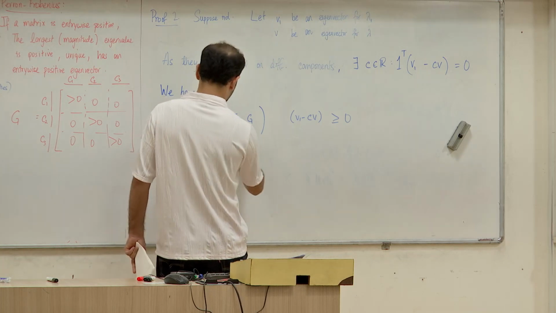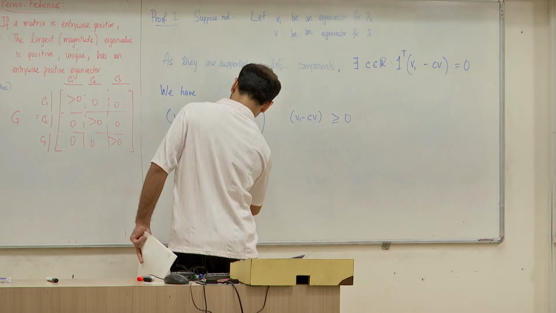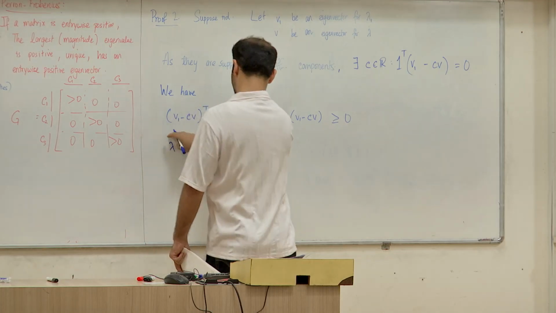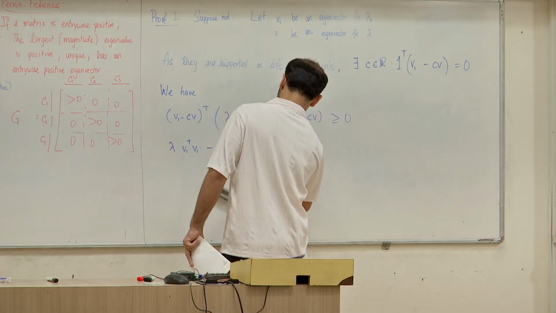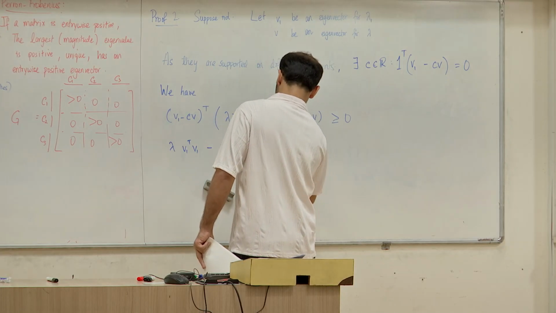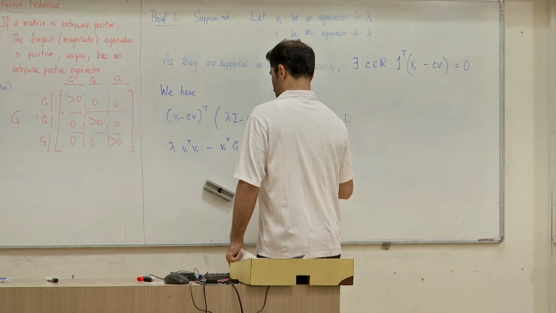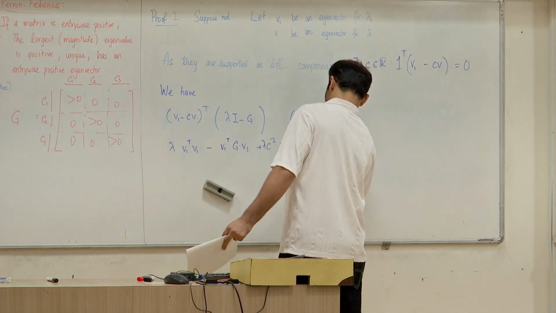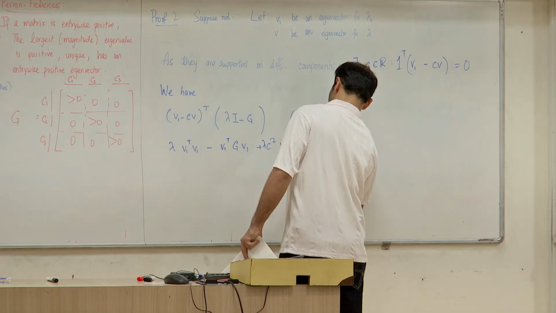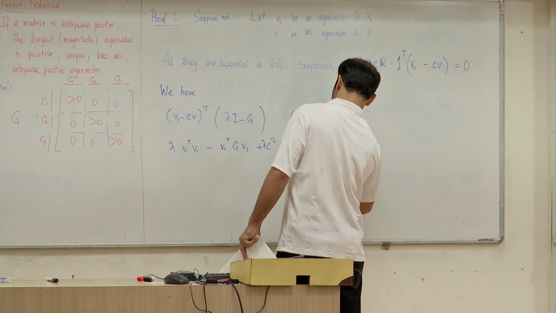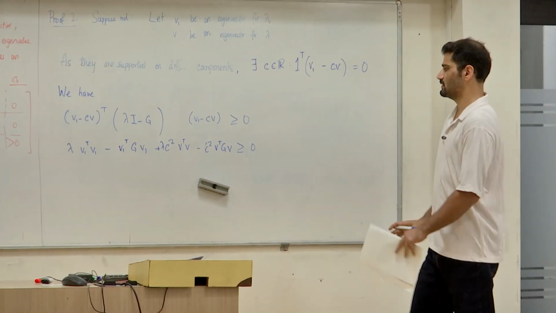What are the other ones? Lambda, I think G1 would be the other one, minus V1 transpose G V1. This would be one term. Yes, C squared lambda V transpose V, and minus C squared V transpose G V. Okay, so this is what I'll have.